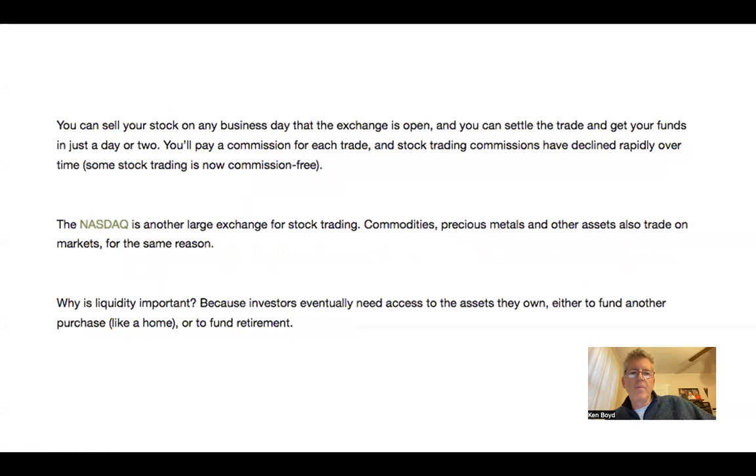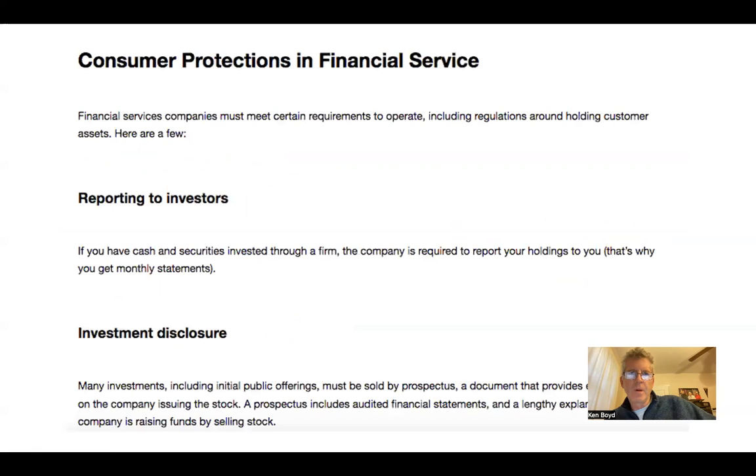So why is liquidity important? Because investors eventually need to get the assets they own, either to fund another purchase like a home or to fund their retirement. So we all need liquidity. We all need to get access to the assets eventually.